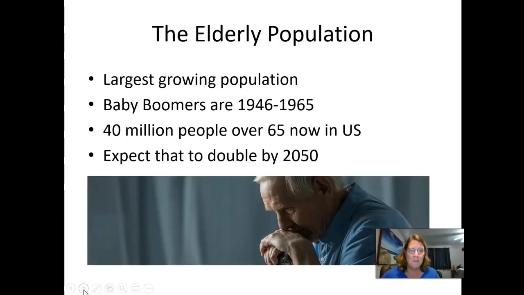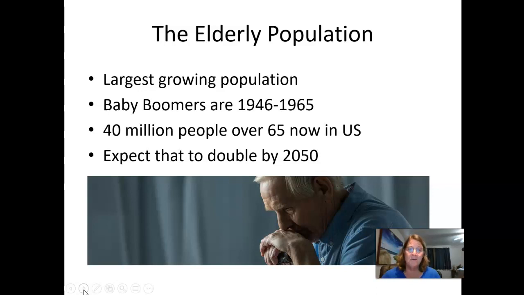So our elderly population, we've talked about this before, they are the largest growing population. Our baby boomers are the people that were born between 1946 and 1965. So that is a huge community of people right now that are getting older. There are 40 million people over 65 right now in the United States, and that is expected to double by 2050. So we have to be aware that our elderly population is growing tremendously.